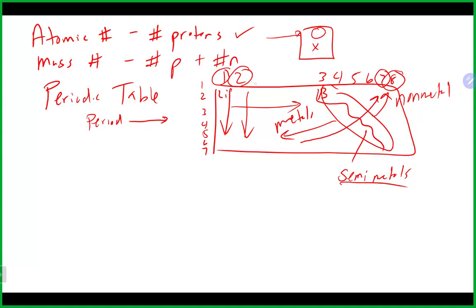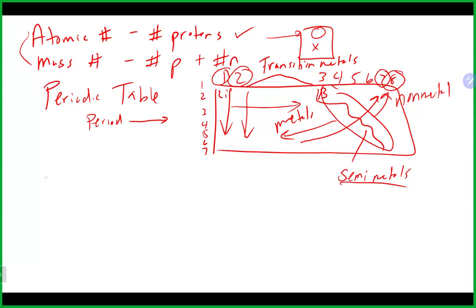Between group 2 and 3 there are our transition metals. And as we'll talk about with naming, those can have more than one type of charge.